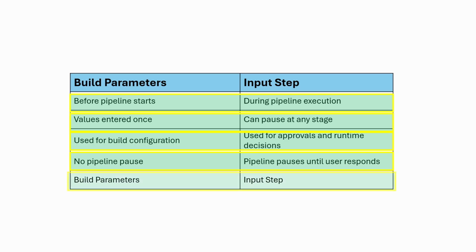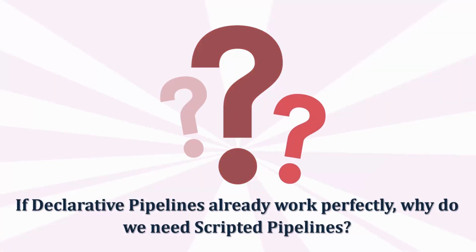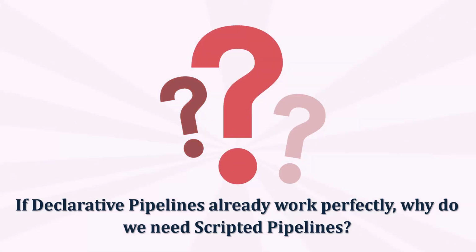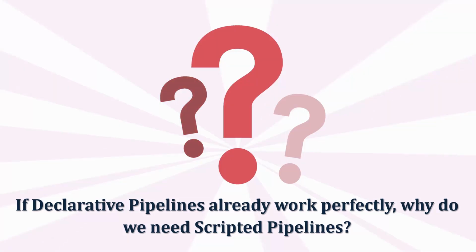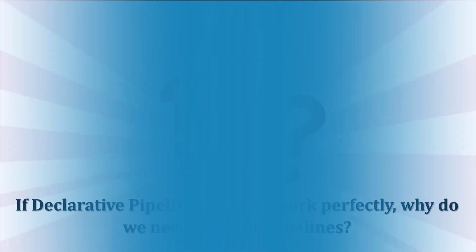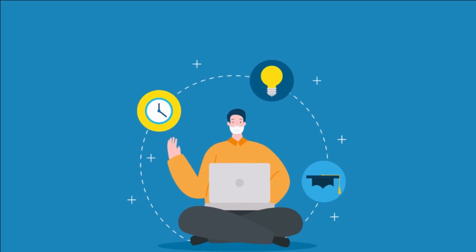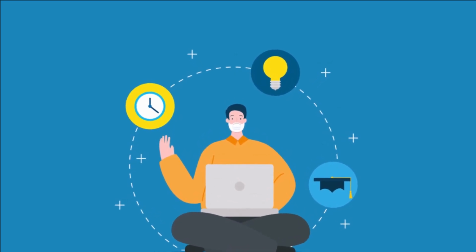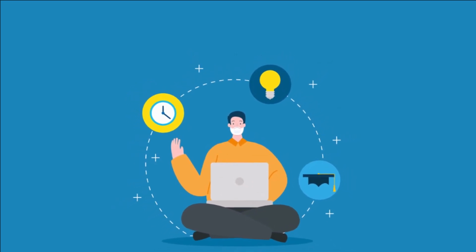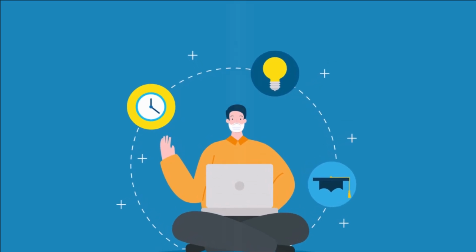Now let's introduce another way of writing Jenkins pipeline, that is scripted pipeline. Students often ask, if declarative pipelines already work perfectly, then why do we need scripted pipeline? That's an excellent question. The answer is flexibility. Think about driving a car. Most people drive an automatic transmission because it is easier. However, racing drivers often prefer manual transmission because it provides greater control. The same idea applies here.